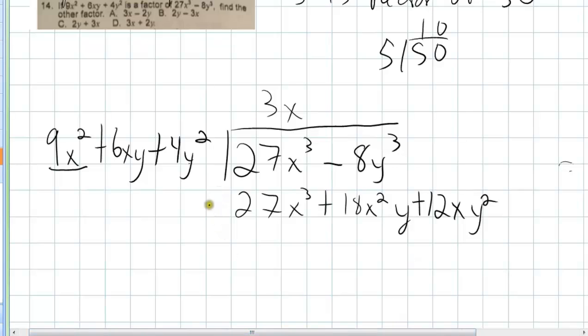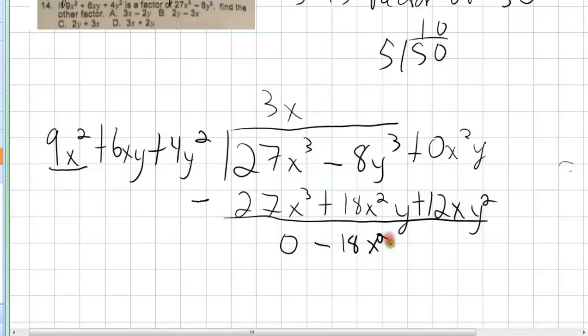Okay. Next, we're going to do just like in long division without variables, we're going to subtract this. Okay? So 27x cubed minus 27x cubed is 0. And then, okay, so what about this? So 18x squared y. What am I subtracting it from? Well, I'm technically subtracting it from 0x squared y. Right? So when I do the subtraction, if this is on the bottom, then I'm just going to say minus 18x squared y. And then it's the same thing here.